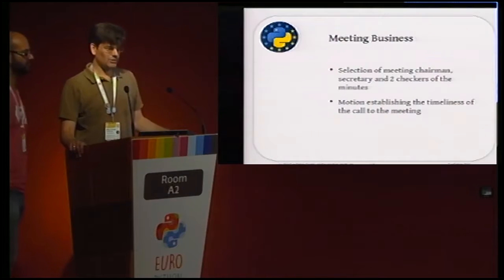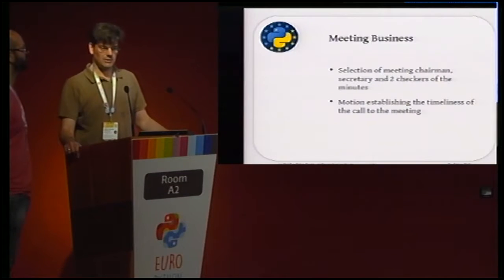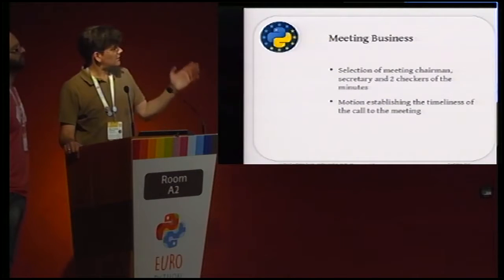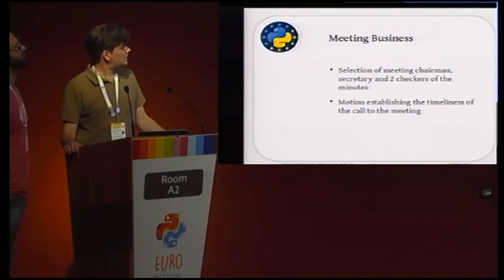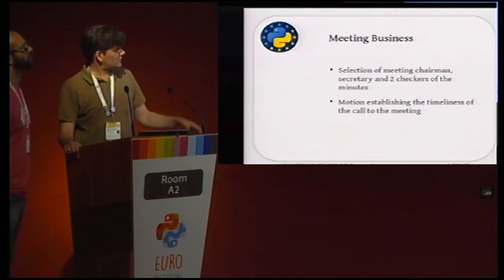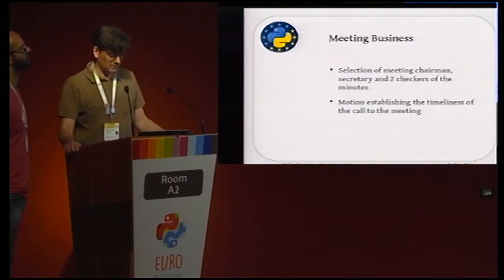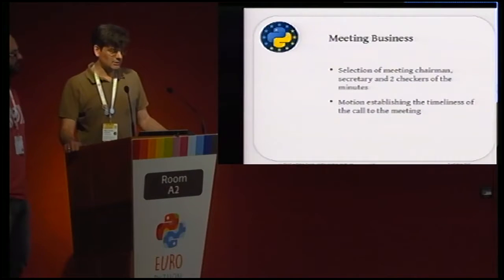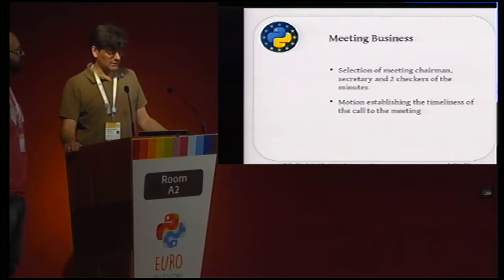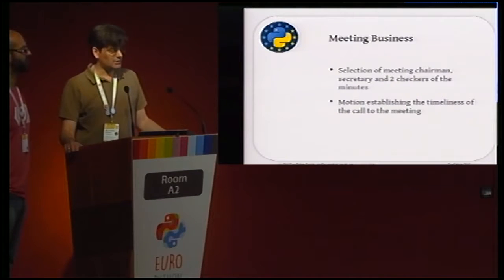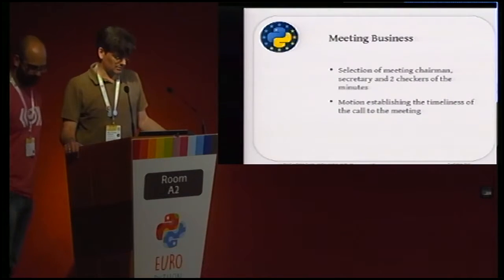The General Assembly for the EPS is very formal, because the agenda is basically baked right into the bylaws, so we have to follow it. The first thing we need to do is select a chairman of the meeting, a secretary, 2 checkers of the minutes, and then a motion to establish the timeliness of the call to the meeting. The bylaws state that we have to call for the meeting at least 14 days before the meeting, and the last things that can go on the agenda have to be announced to the members at least 5 days before the meeting.